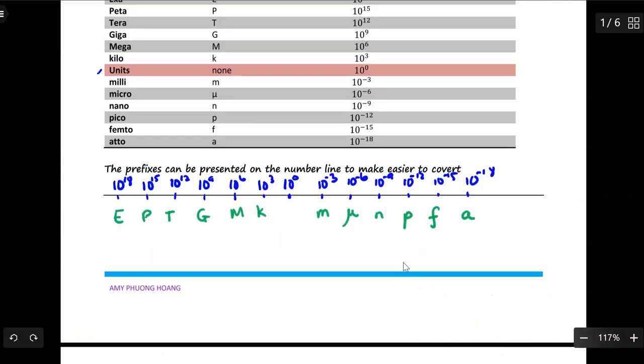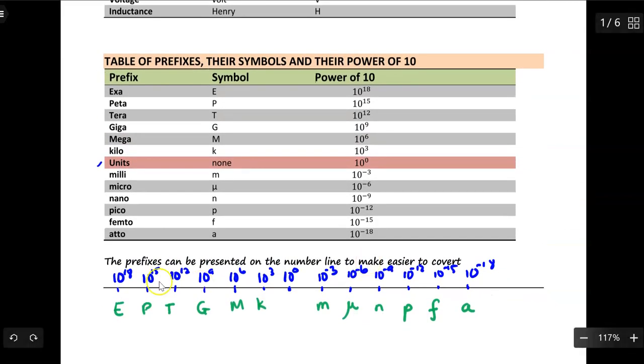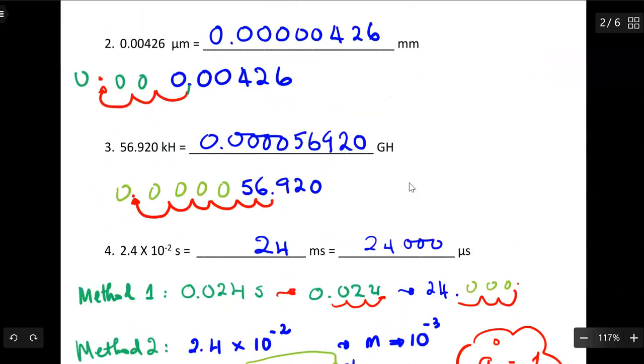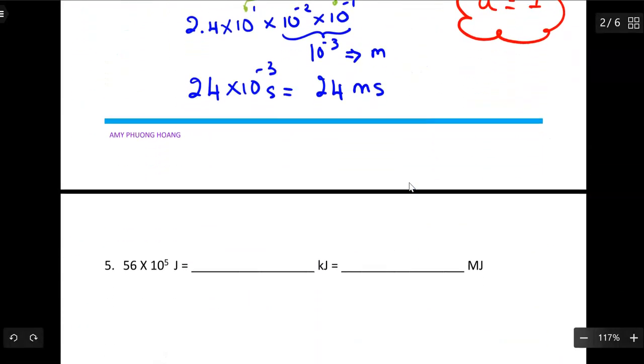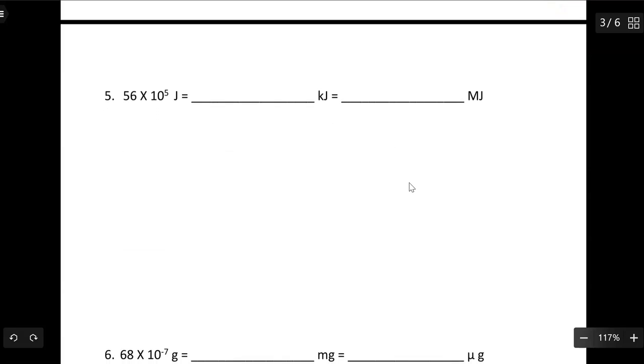So here we go back to our chart. Do you see that the milli is representing 10 to the negative 3? So there's nothing wrong with saying that, or 10 to the exponent negative 3, I can call it a milli. Yes, because this is the power of 10 equivalent to the symbol. If you say, oh, I have a micro, that means you are talking about 10 to the negative 6. Okay, so I will apply that to question number 5 and question number 6.